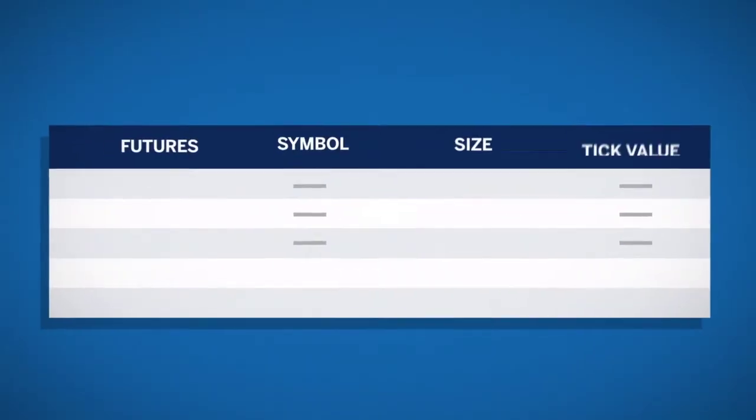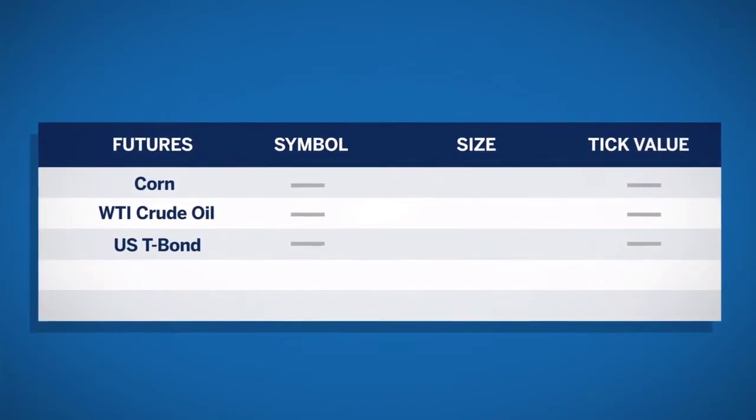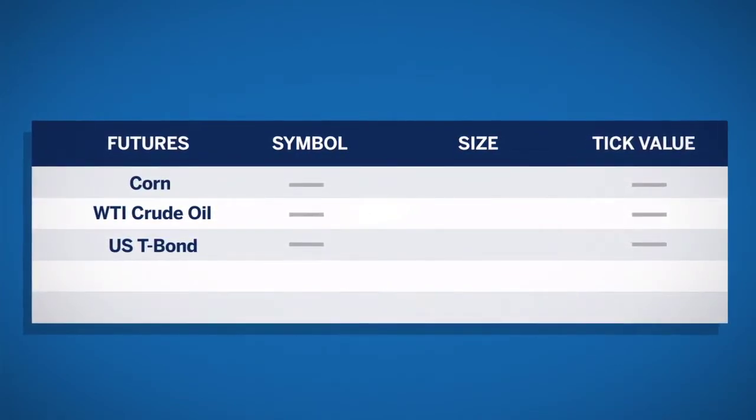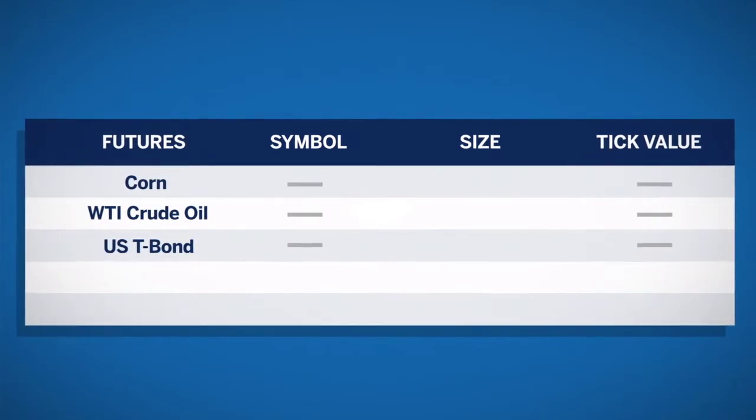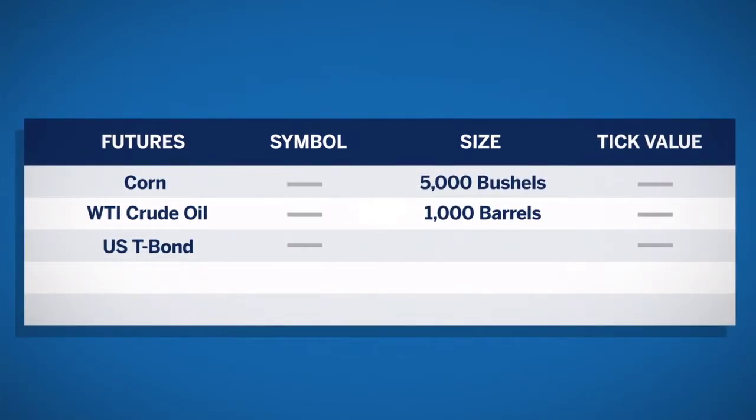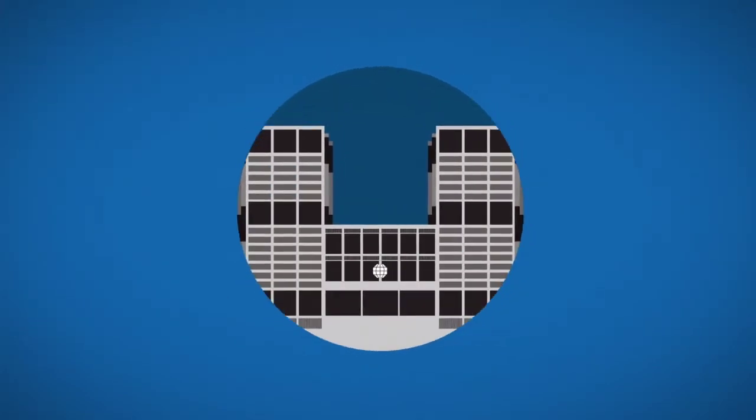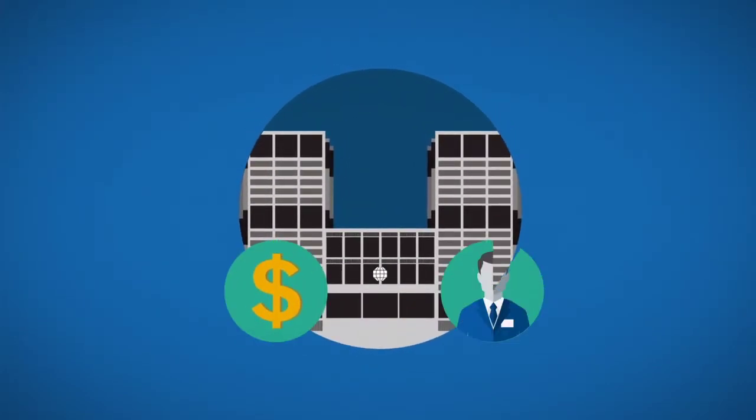Each futures contract specifies the quantity of the product delivered for a single contract, also known as contract size. For example, 5,000 bushels of corn, 1,000 barrels of crude oil, or treasury bonds with a face value of $100,000 are all contract sizes as defined in the futures contract specifications. The exchange defines the contract size to meet the needs of the market participants.